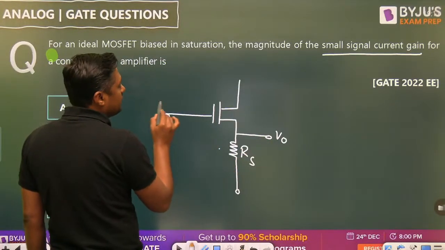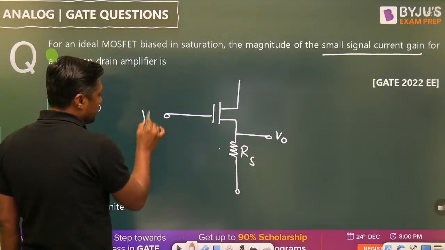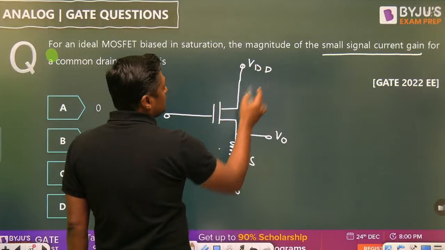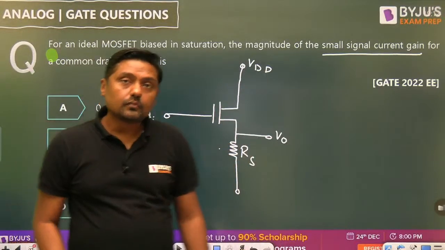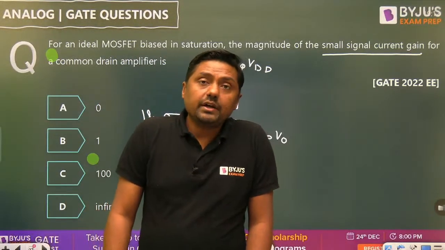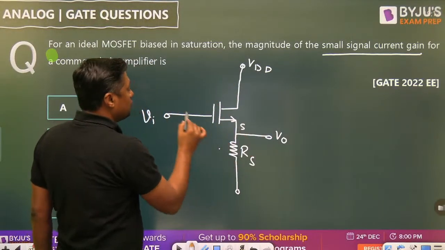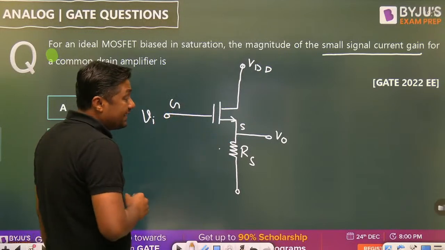Here it is a gate. Here we are giving the input. Here we are getting the output and this is the VDD. This is called common drain. Right? Drain terminal is common. We are getting the output from the source. We are giving input to the gate and that's why it is called common drain.